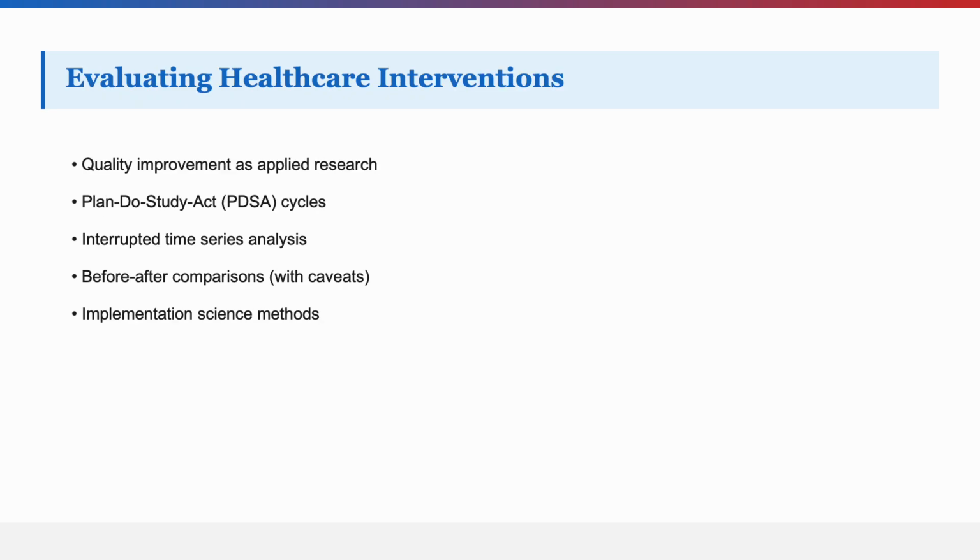Evaluating whether interventions work requires epidemiological thinking. Quality improvement is applied research. When you implement a new protocol and outcomes improve, did the protocol cause the improvement? This is a causal inference question. Plan, do, study, act cycles are iterative improvement. Plan the intervention, implement it, study the results, act on findings.